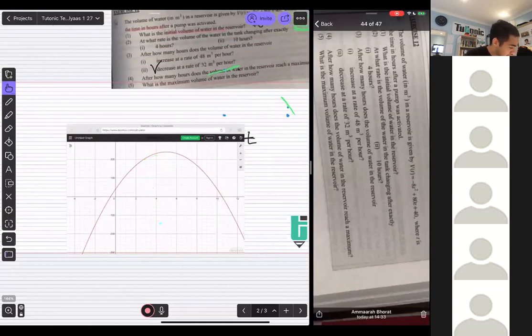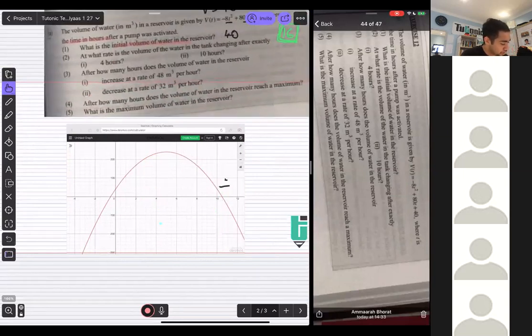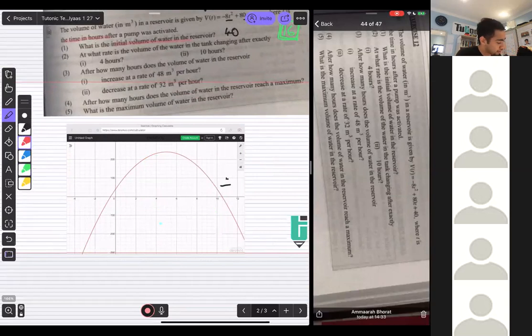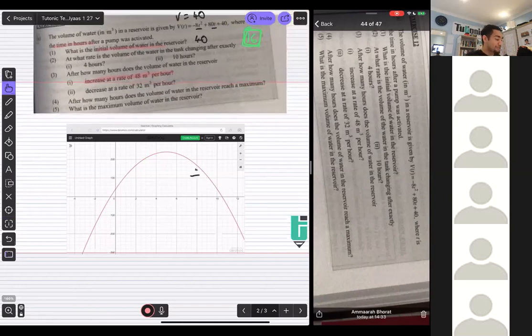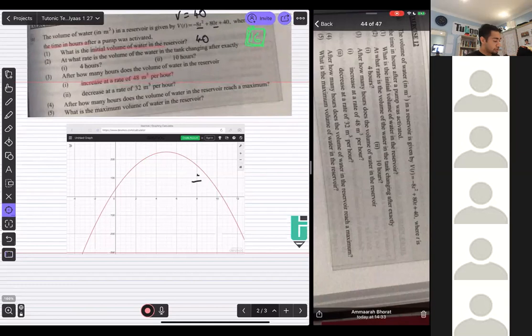Now it's saying, after how many hours does the volume increase at 48 per hour? So what do they mean by this statement? This is English, guys. What is the maths of this? They want you to work out the time, t. But what does it mean when we say increase at a rate of 48 meters per hour? What are they trying to tell you there?